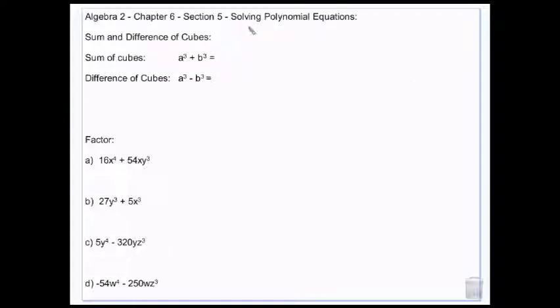One of the ways you can solve polynomial equations, actually the best way, is factoring. So first we need to look at a sum and difference of cubes. If I have a perfect cube plus a perfect cube, I'm going to take the cube root of the first plus the cube root of the second, and it's going to be times a squared minus ab plus b squared. That's the pattern. So we'll do one down here.